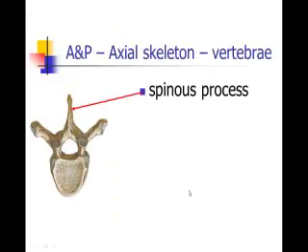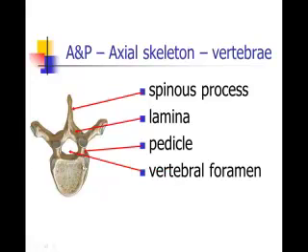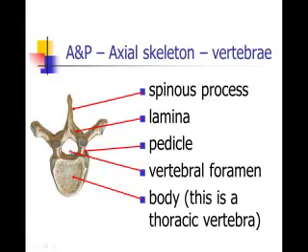Okay. Here is the spinous process. This is actually a thoracic vertebra. There's the lamina. The lamina, I like to say, are a little bit like the roof of a house. So here would be the roof, and this would be the wall of the house. That would be the pedicle. Okay. We have the vertebral foramen. What goes through the vertebral foramen? Right, spinal cord. And then we have the body.